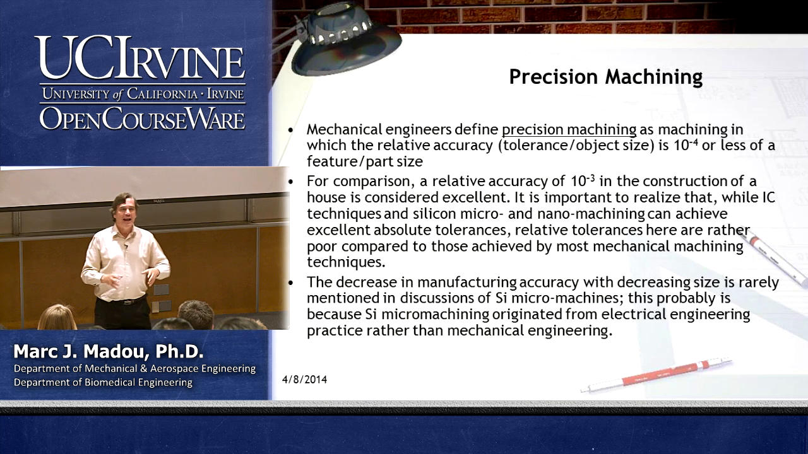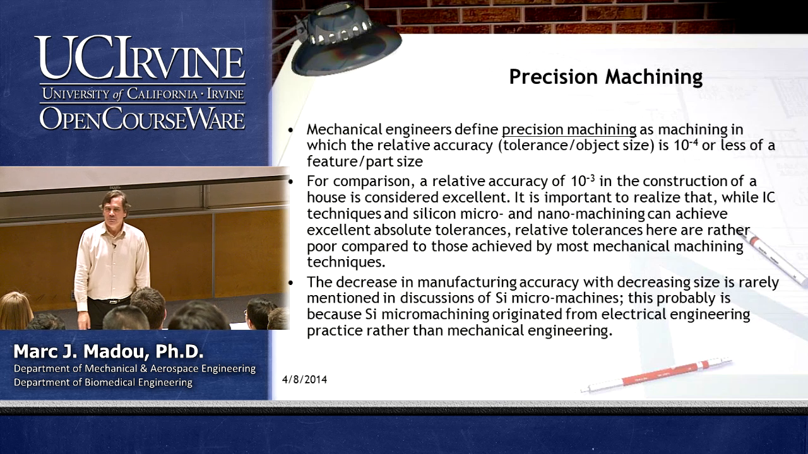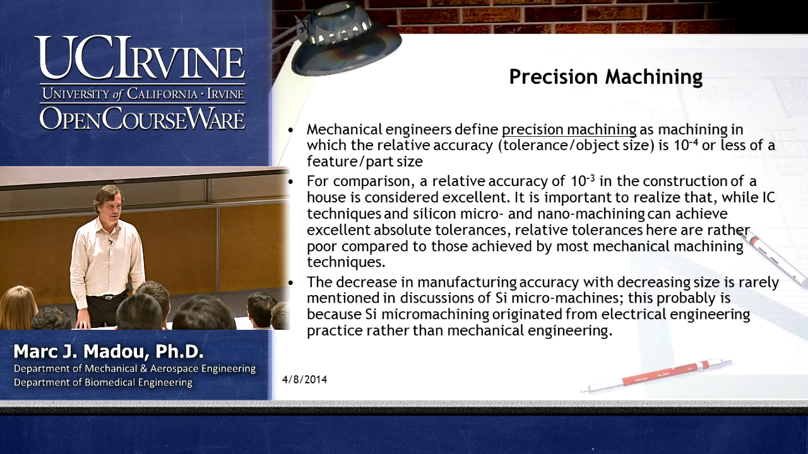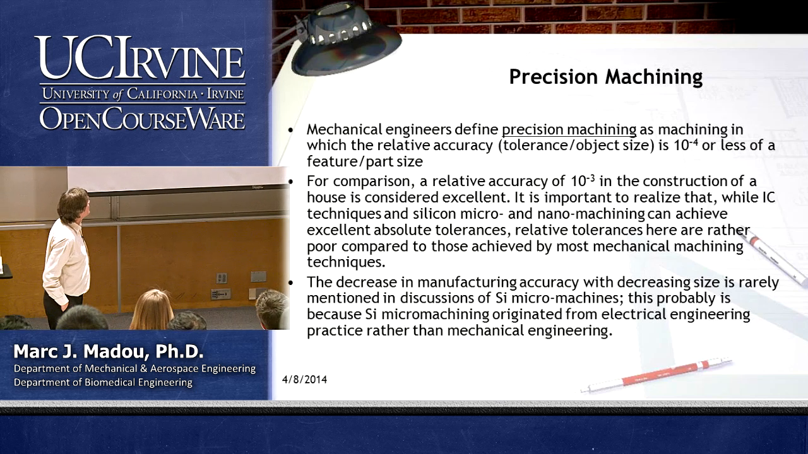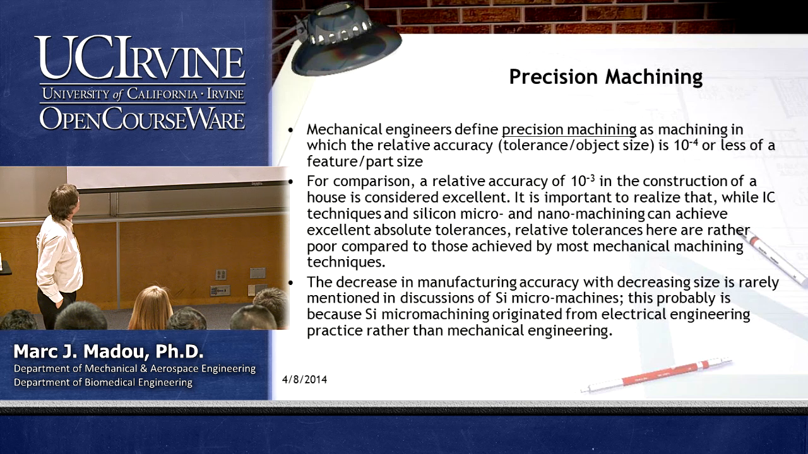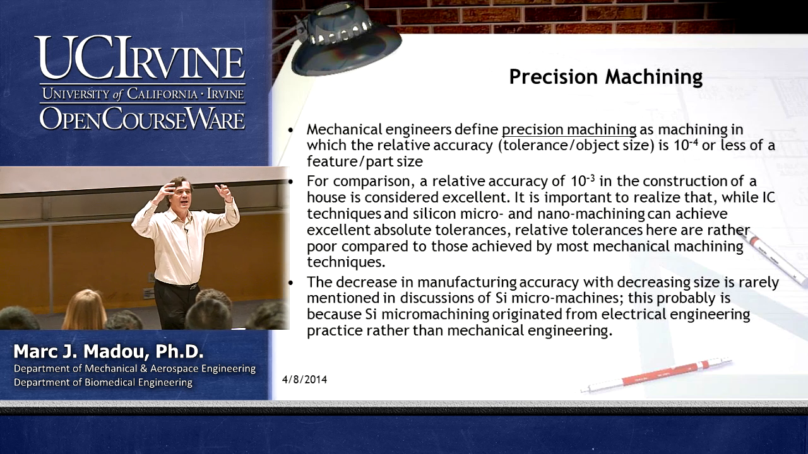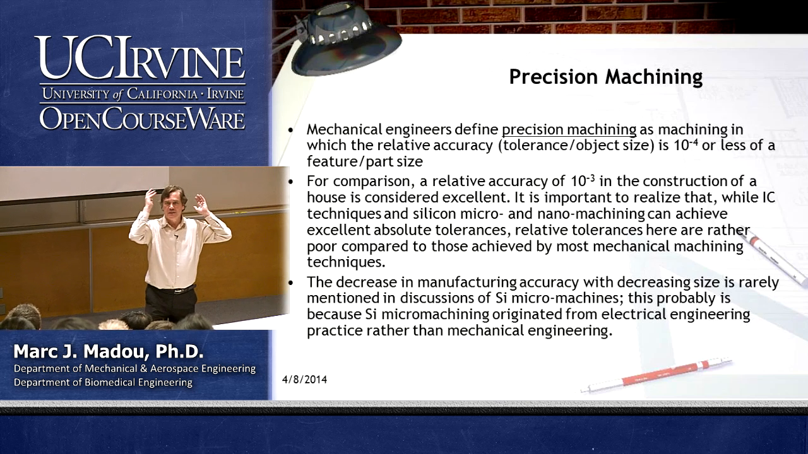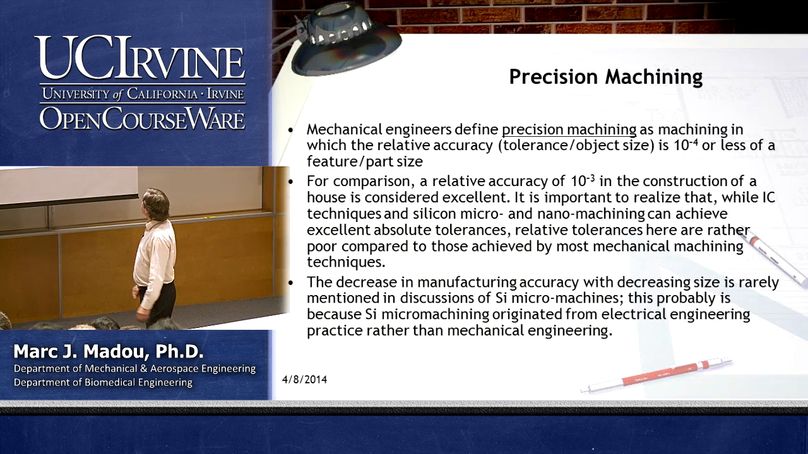So if you have someone bragging, I can make it so very small, you should say, yes, but how good can you make it? What is the relative tolerance? And maybe they'll shoot a red color. Right? So repeating that, mechanical engineers define precision machining as machining in which the relative accuracy, which is tolerance over object size, right? Let's say you have 100 centimeter and you're off by 1 centimeter, relative tolerance is 1%, right? So it's tolerance over the object size.